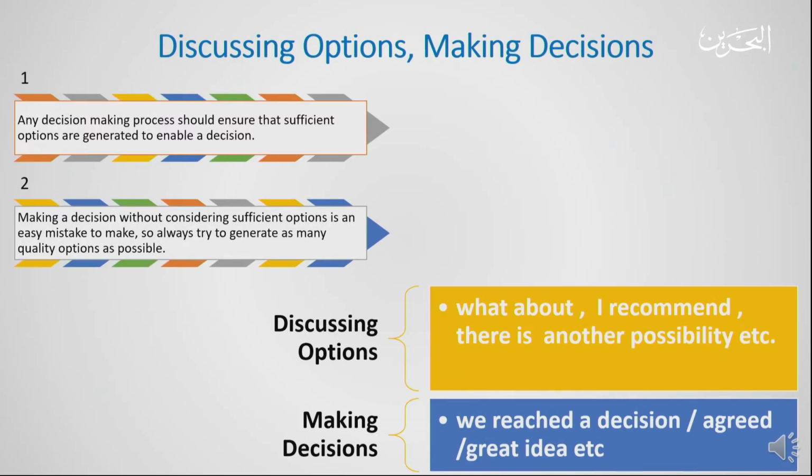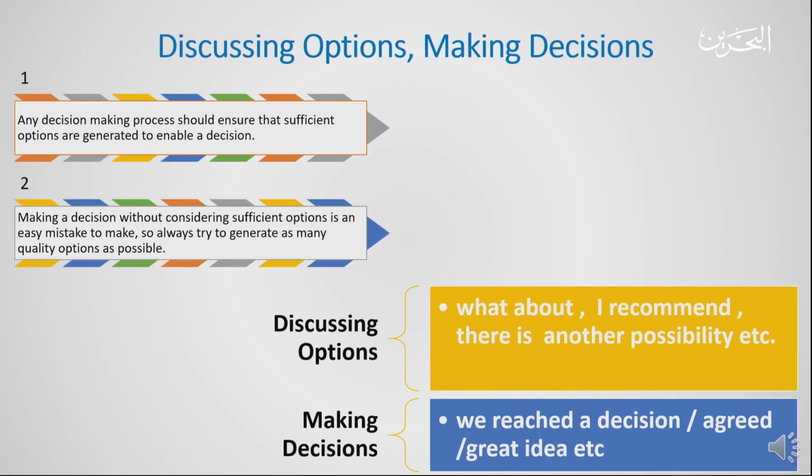Now we will move to 2 important concepts of the lesson. First, discussing options and making decisions. So what do we mean by discussing options? Any decision-making process should ensure that sufficient options are generated to enable a decision. What do we mean by sufficient? It means enough. And how about making decisions? What do we mean by that?